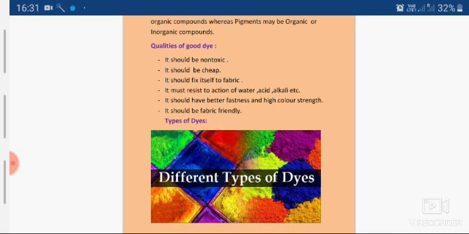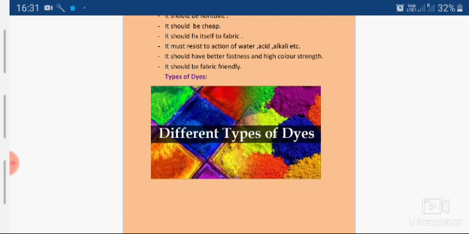The next is it should have better fastness and high color strength. As I said earlier, it should tightly fasten to the cloth and must have a high color according to the cloth. It could be intense or low. The color should be good for the cloth. The next is it should be fabric friendly. It means it should not harm the cloth.